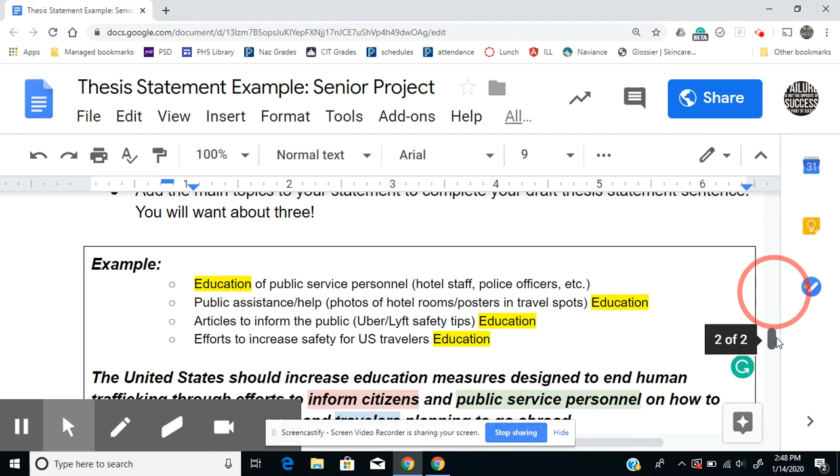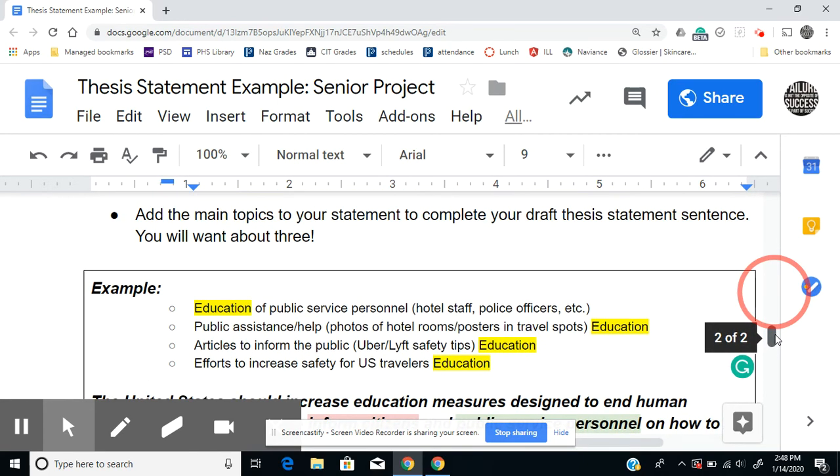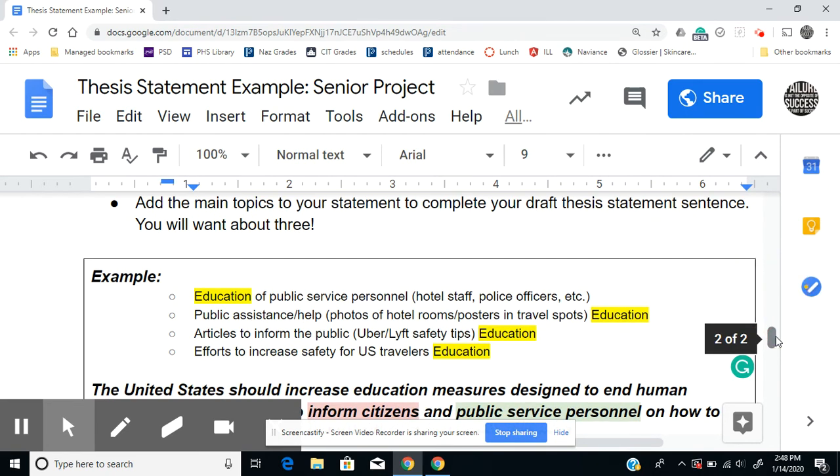The next thing we want to do is take our claim and our main topics and put them within the claim. So I actually have education all over the place here. But one of my topics that I want to talk about within education is public service personnel. Another is the public. And then here again, it's the public. And then here it's travelers. And so I need to include those terms to support my claim.